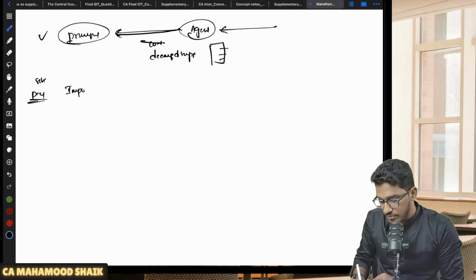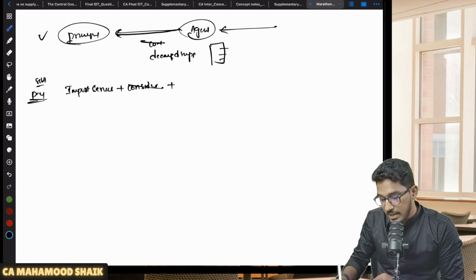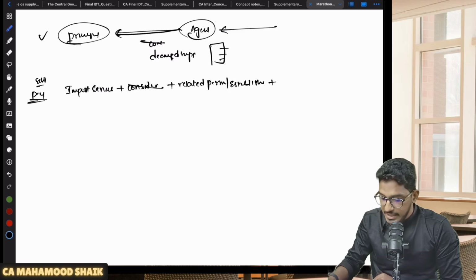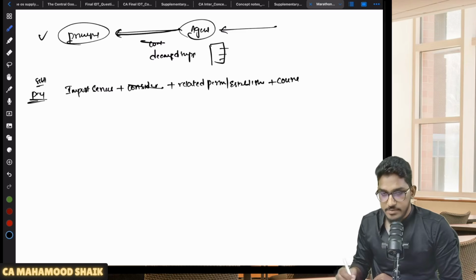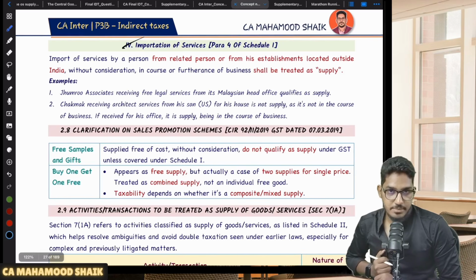So para number 4 of schedule 1 says that if you are importing services without consideration, but it should be from a related person, or from your own establishment outside of India, and it must be in the course or furtherance of the business. When all these conditions are satisfied, then also it will be deemed to be a supply.